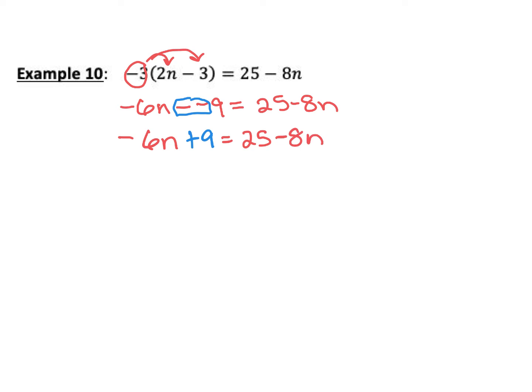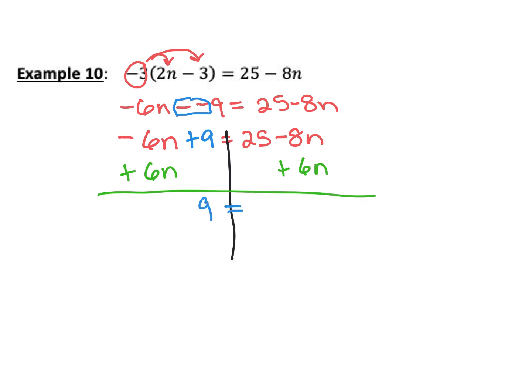And then from here, I want to go ahead and I want to combine like terms. I want to put terms together on either side. So I see that I have a negative 6n. So I'm going to go ahead and add 6n to both sides. So then I have 9 equals, because positive and negative 6n, they go away, 25. And then negative 8 plus 6n is negative 2n.